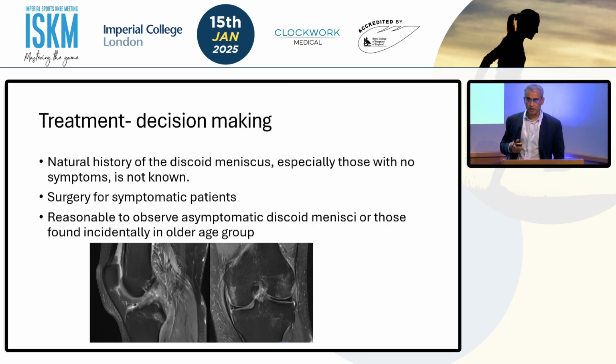So, decision making. If they're asymptomatic, of course, you often see them in older people. You've done an MRI for something else and you see a discoid meniscus. Of course, you're not going to treat them. I feel those are almost a self-selected group. If you haven't torn your discoid meniscus till you reach your 20s, you're not going to tear it. So I won't treat them.